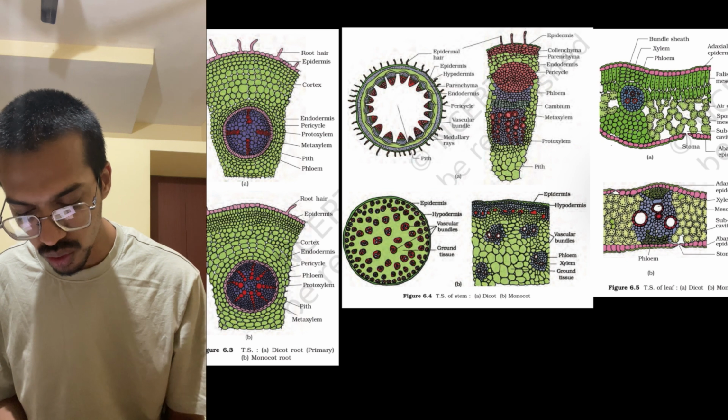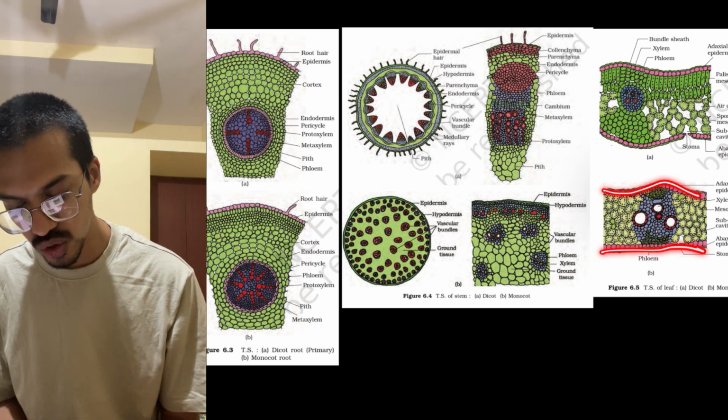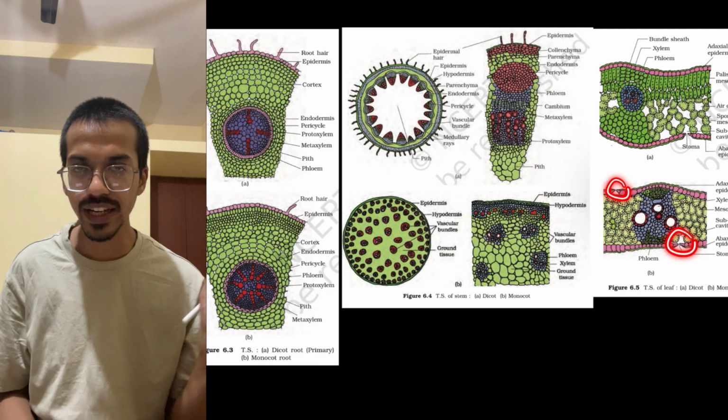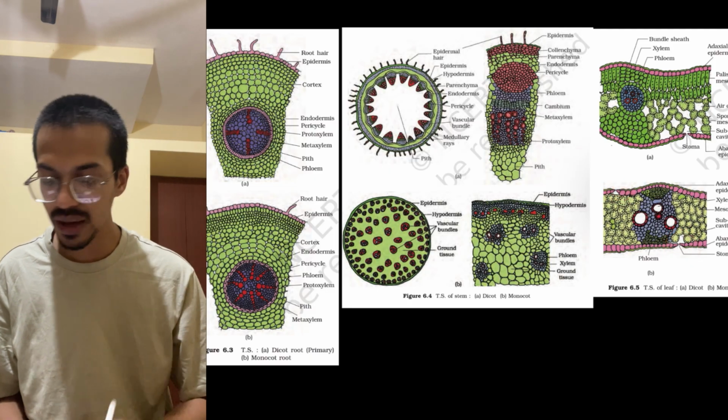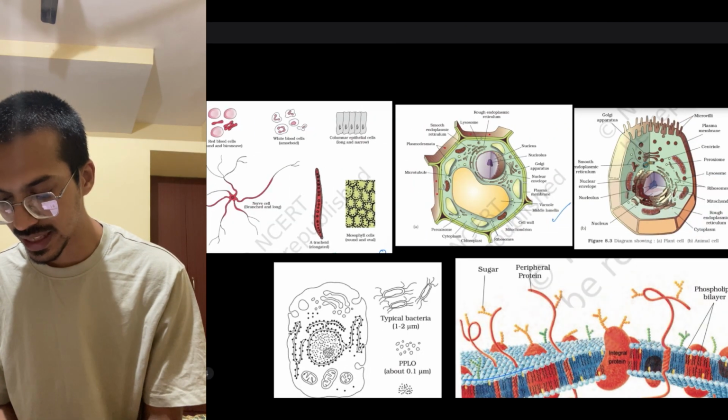Then it comes to the monocot. You have both sides, upper and lower, with stomata present, equally. So to protect themselves, they have bulliform cells. With this arrangement, the next chapter is the cell chapter.